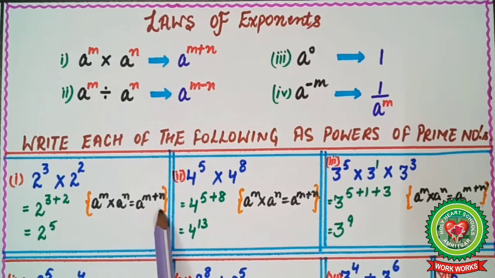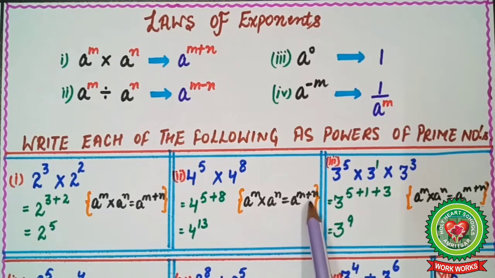Next question is 4 raised to power 5 multiplied by 4 raised to power 8. Again you can see the bases are the same and the powers are different. It doesn't matter whether the powers are the same or different; we have to see only the bases. If the bases are the same and they are getting multiplied, we will use this rule.